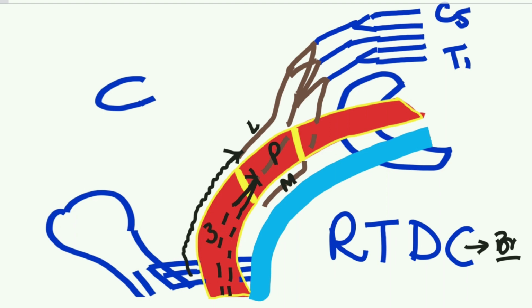So what was the simple rule? That a cord is lateral and the branch will be lateral. A cord is posterior and the branches will be posterior.